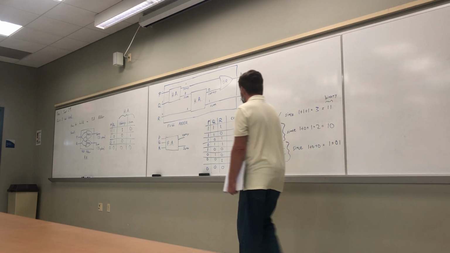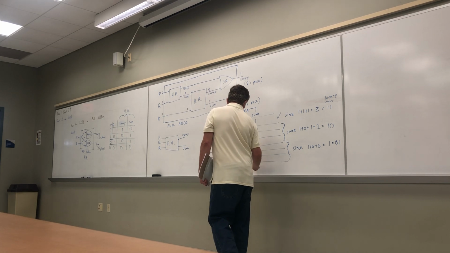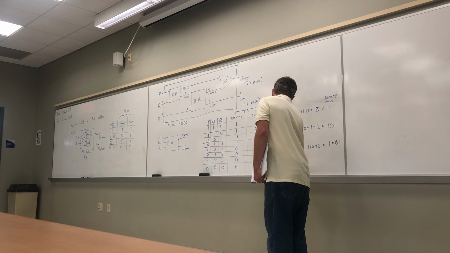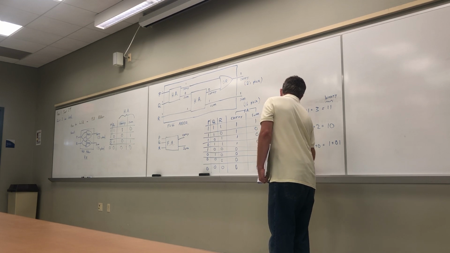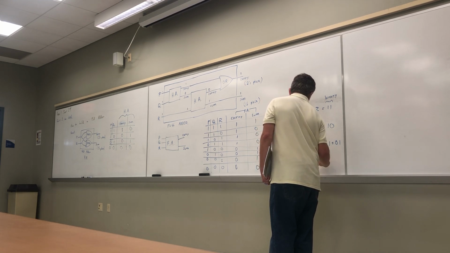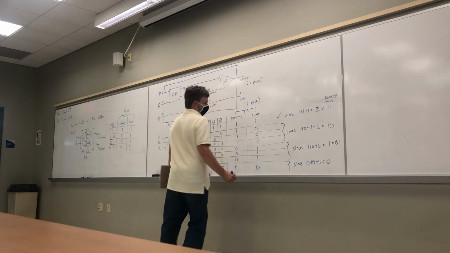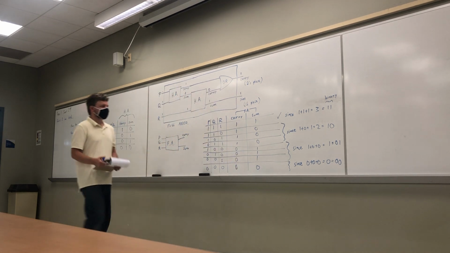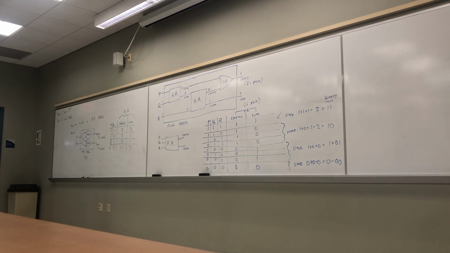And finally, 0, 0. Since 0 plus 0 plus 0 equals 0. The output's always like a 2-digit or a 2-bit output. So you get 0, 0, and know that that's supposed to be 0. Yeah, makes sense?